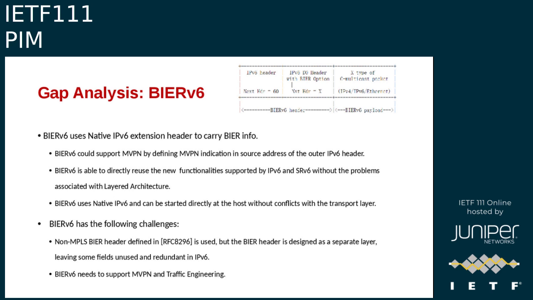And the BRV6 also has the following challenges. The first one is that there is no non-MPLS BIER header defined, but the BIER header is designed as a separate layer, so that leaves some fields unused and redundant in IPv6. Second, the BRV6 also needs to be extended to support MVPN and traffic engineering. Okay, next page.